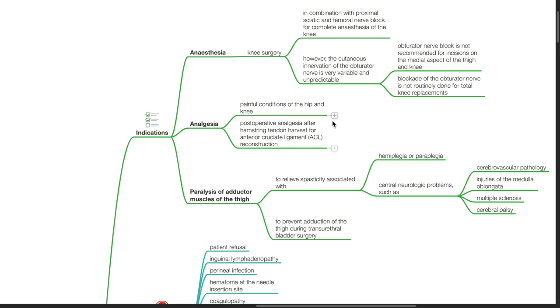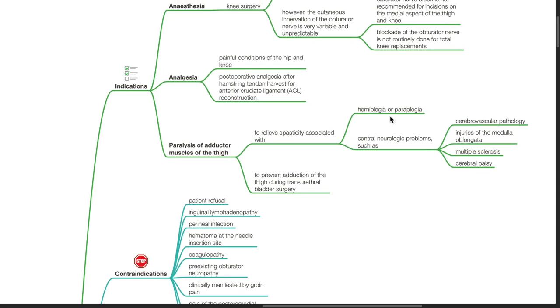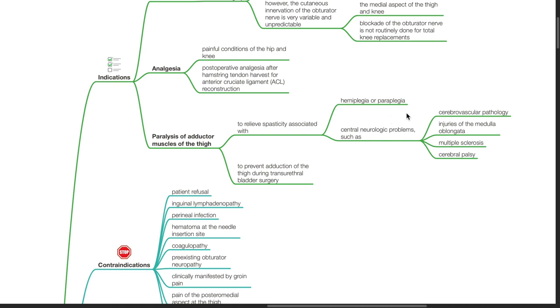Analgesia for painful conditions of the hip and knee. Postoperative analgesia after hamstring tendon harvest for anterior cruciate ligament reconstruction. For paralysis of adductor muscles of the thigh, for example, to relieve spasticity associated with hemiplegia or paraplegia, or due to central neurologic problems such as cerebrovascular pathology, injuries to the medulla oblongata, multiple sclerosis, and cerebral palsy. To prevent adduction of the thigh during transurethral bladder surgery.